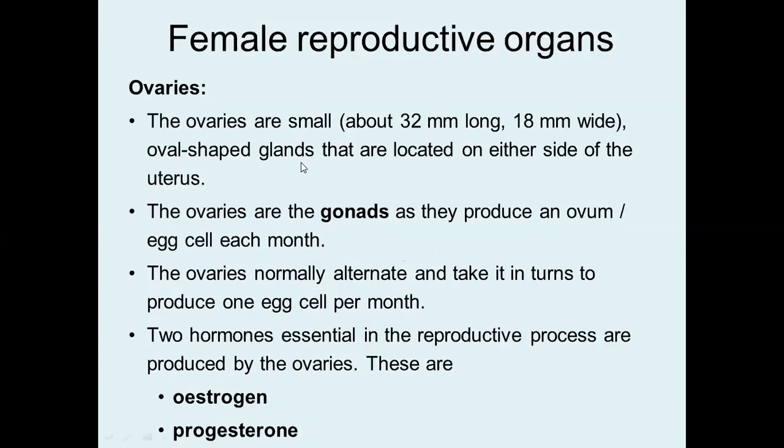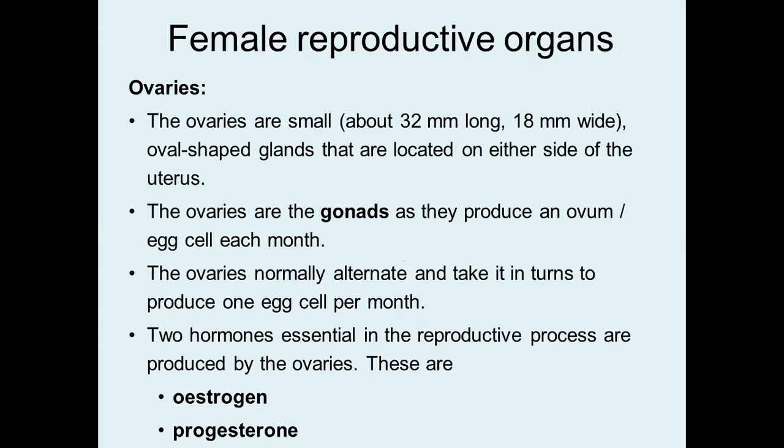Okay, so the ovaries are small. They're about 32 millimeters long. So pick up your ruler and have a look at 32 millimeters, 3.2 centimeters. It's not very long at all. And about 18 millimeters wide. They're oval-shaped glands.